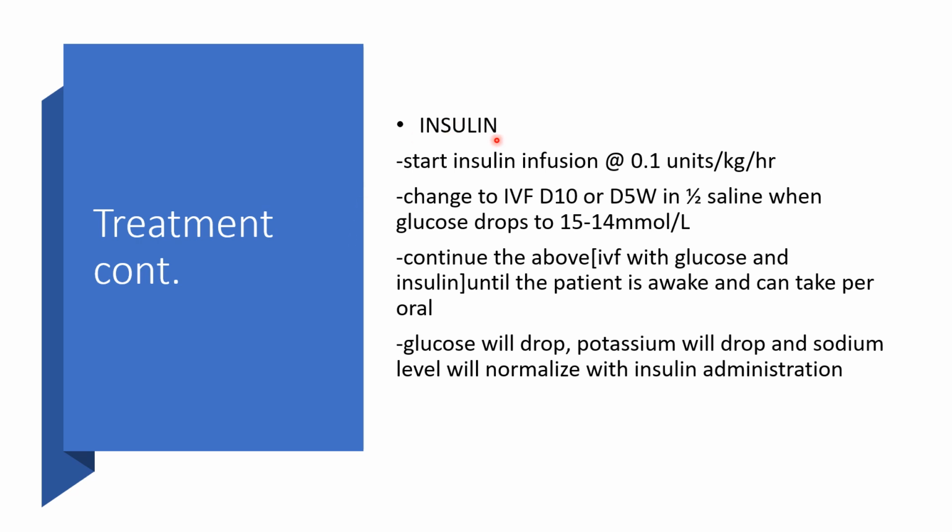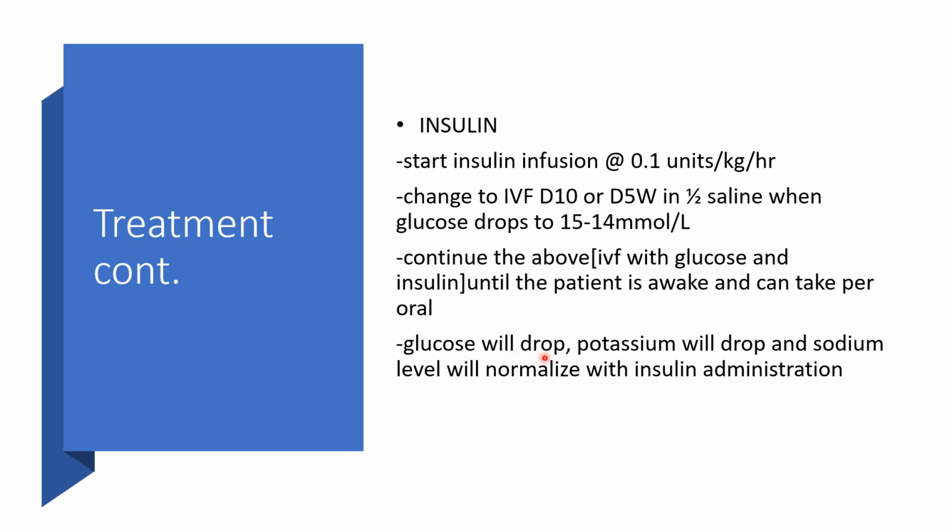Now, what is the role of insulin in DKA? We must start insulin infusion at the rate of 0.1 units per kilogram per hour. We will change to IV fluid D10 or D5 in our saline when glucose drops to 15 down to 14 millimoles per liter. Then we'll continue the IV fluid D10 or D5 once the glucose is at this level, until the patient is awake and can tolerate oral intake.